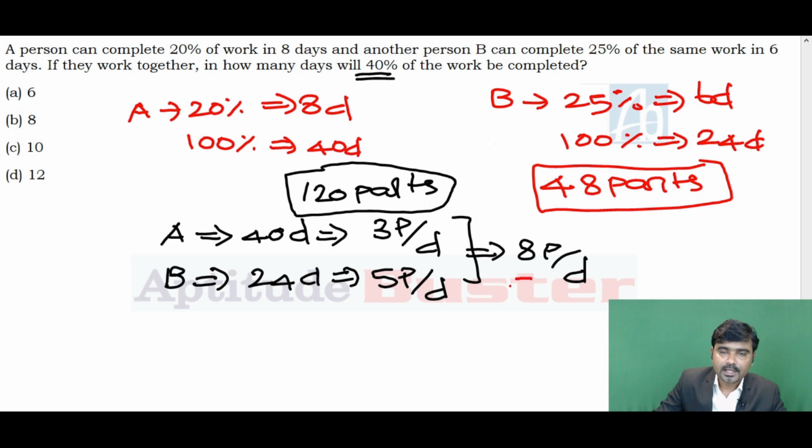They need to complete only 48 parts of the work. So per day they can complete 8 parts. That means they will take 6 days to complete the work. The answer for this question is 6 days.